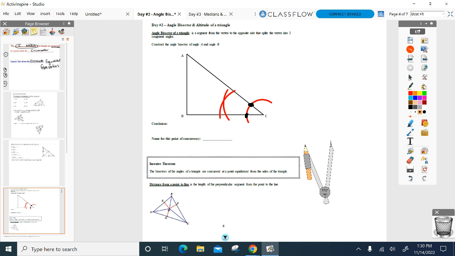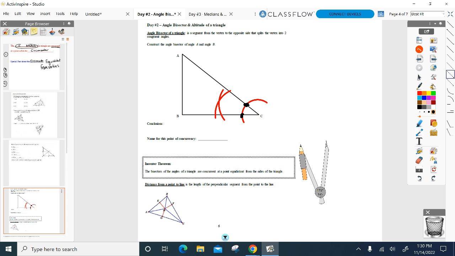Line up your straight edge with vertex C when you're ready, and construct your first angle bisector. Everyone's good? All right, let's move to angle B now.